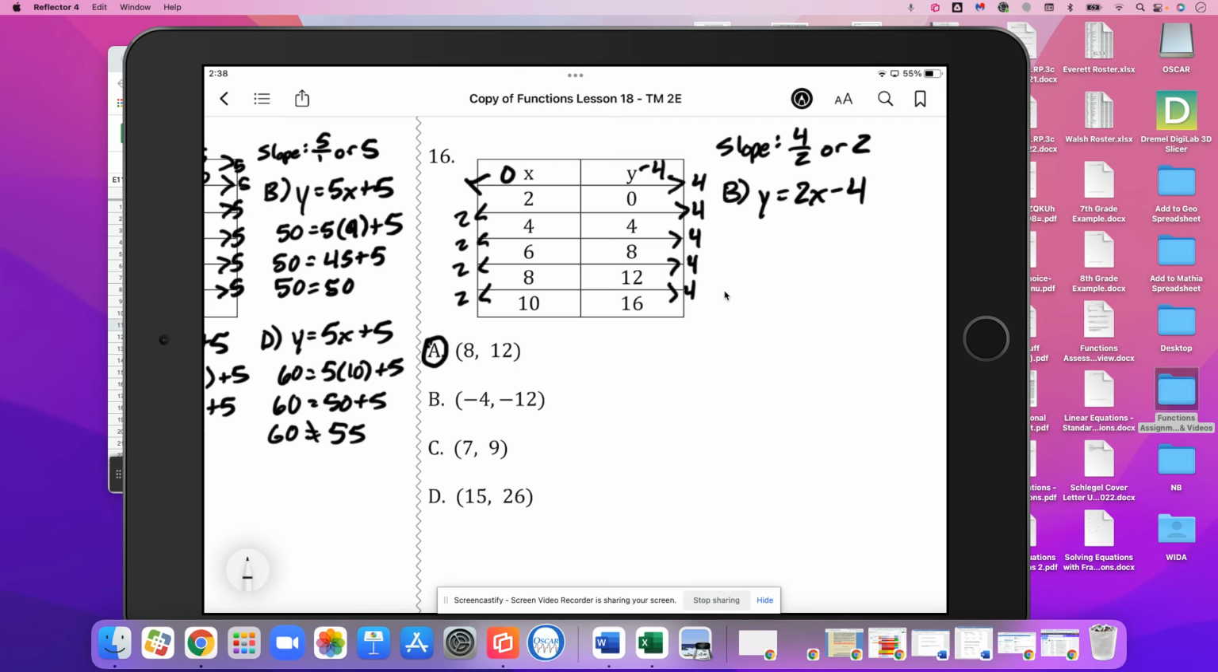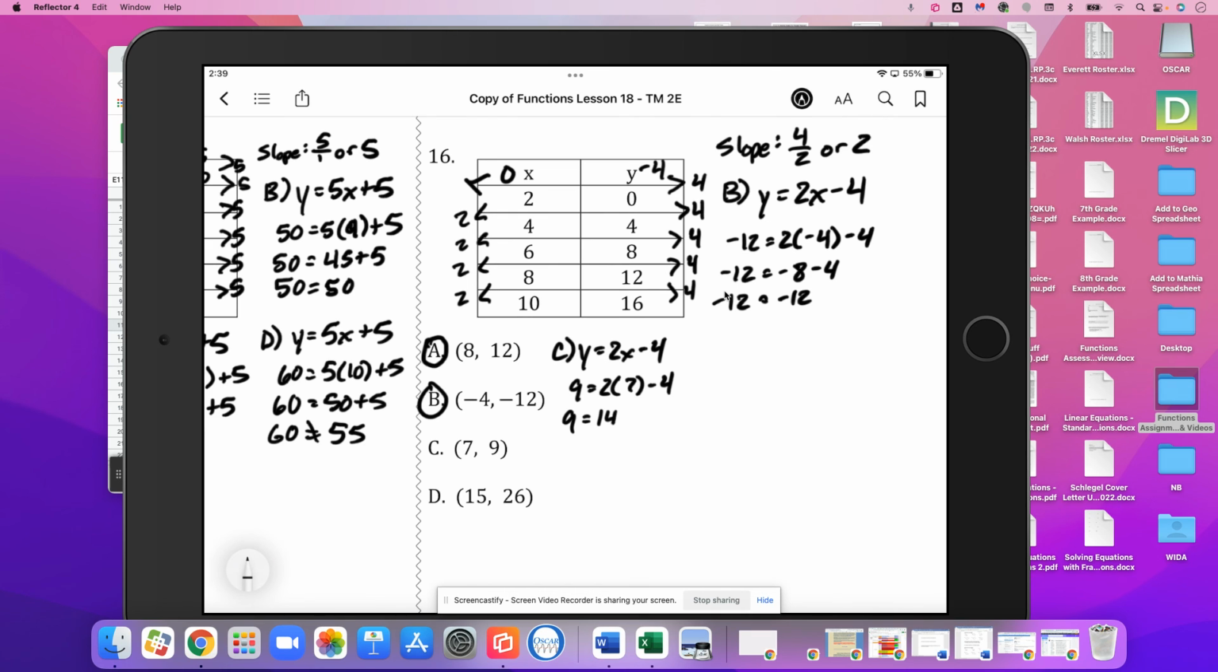We're starting with B because we already know that A works, or A satisfies the function. So -12 is equal to 2 times -4 minus 4. -12 is equal to -8 minus 4. It looks like this one's going to work. -12 is equal to -12. So B satisfies the function. C, y equals 2x minus 4. 9 is equal to 2 times 7 minus 4. 9 is equal to 14 minus 4. The answer is no, 9 is not equal to 10. So C does not satisfy the function.